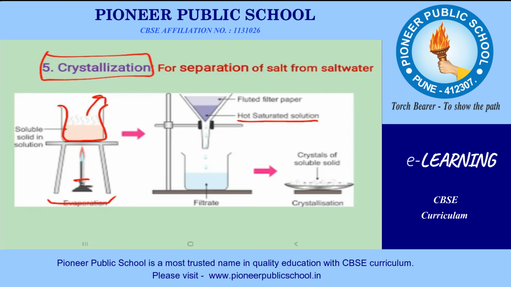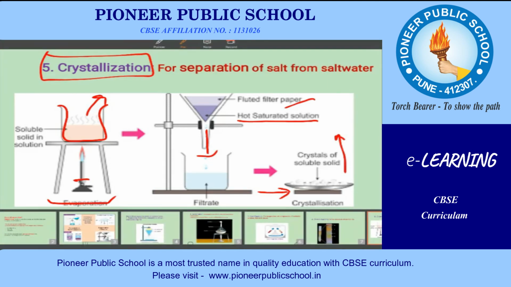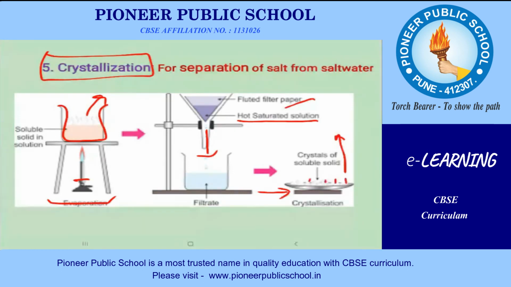Now after evaporation most of the liquid quantity will get evaporated and a very hot saturated solution will remain. That hot saturated solution we are filtering with the help of filter paper, and this filtered solution we will keep in a dish so that whatever remaining water is present in this saturated solution will get evaporated and we will get crystals of the soluble solid, that is salt, in this dish.